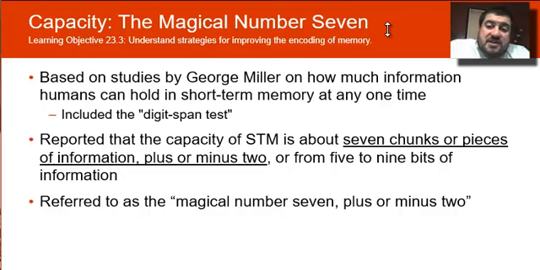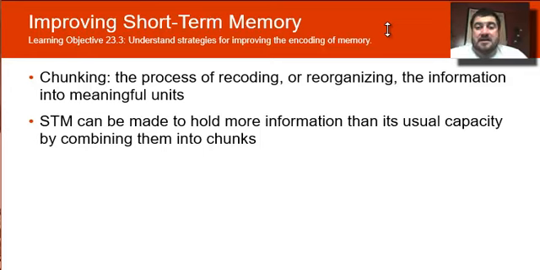Through his research, he reported that the capacity of short-term memory is 7 plus or minus 2. 7 chunks or pieces of information, plus or minus 2. So some people could only remember 5, some people could remember as many as 9. But 7 plus or minus 2 is the magical number for short-term memory. How do we improve your short-term memory?